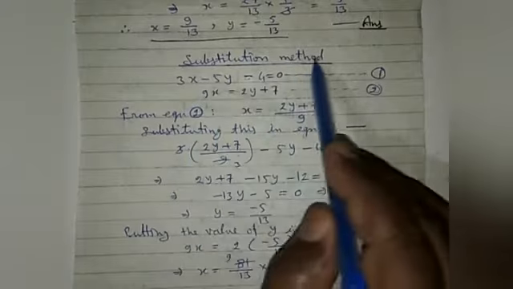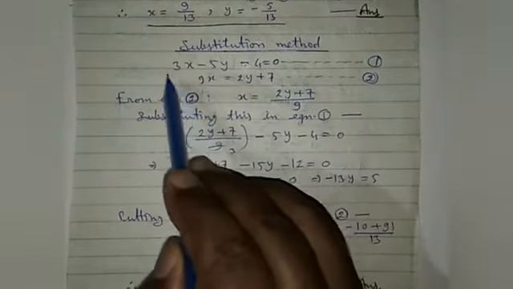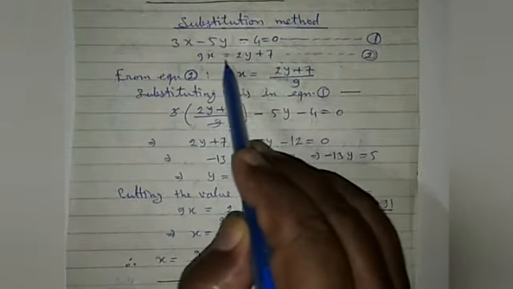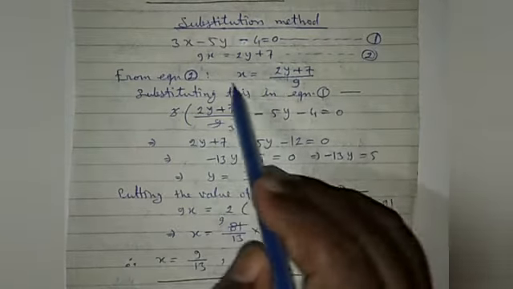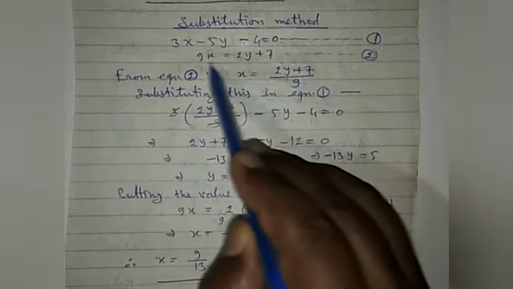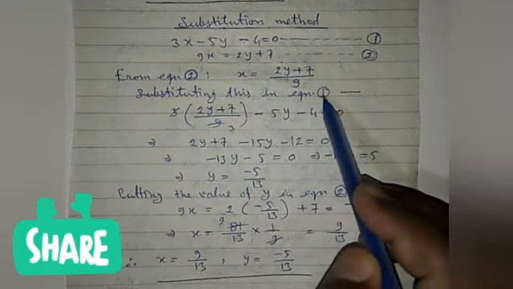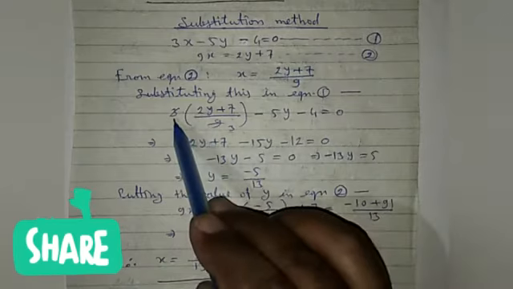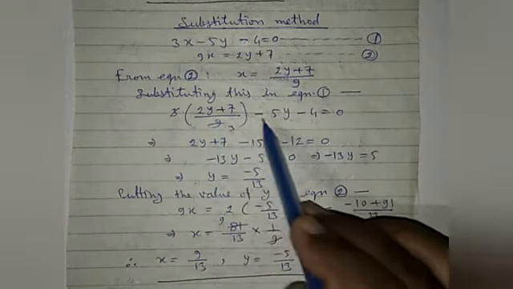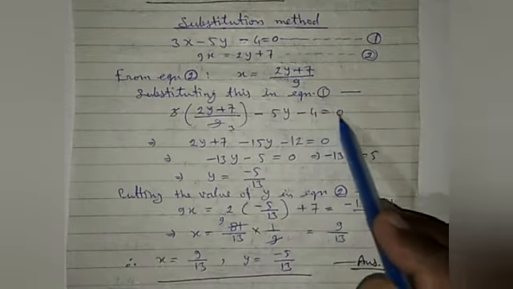Now by the substitution method, the equations are written as 3x minus 5y minus 4 equal to 0 and 9x equal to 2y plus 7. Now from equation 2, we have x equal to 2y plus 7 divided by 9. Substituting this value in equation 1, we have here 3 into x, that is 2y plus 7 upon 9, minus 5y minus 4 equal to 0.